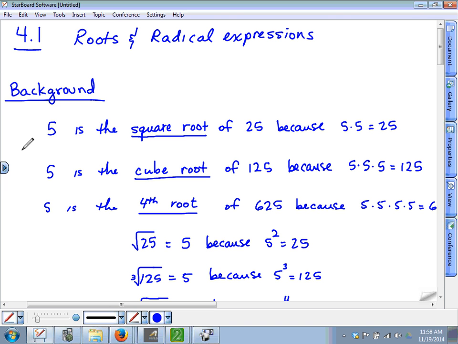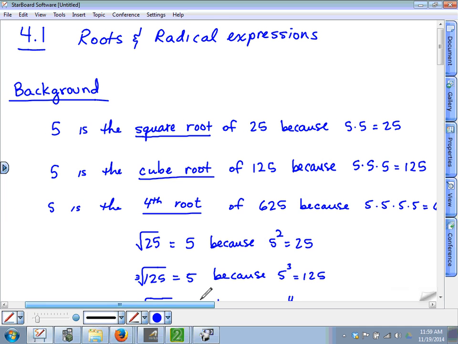Okay, good. Wait, how does that equal 6? No, it's 625. But why is the square root of 25 equal to 5? Because 5 times 5, you have to have 2 of them. 5 times 5 is 25. 2 of them because it's a square root.